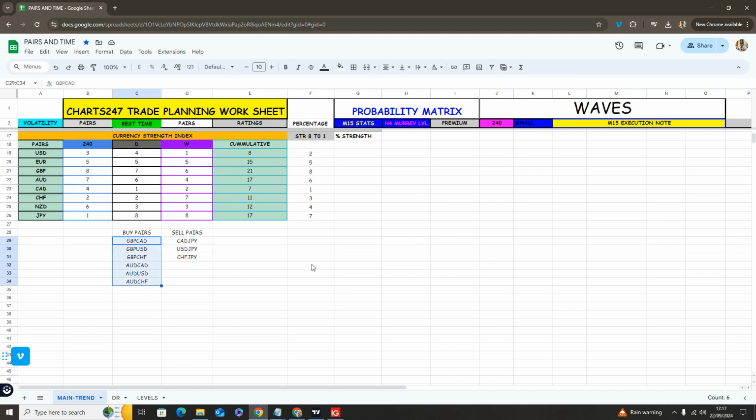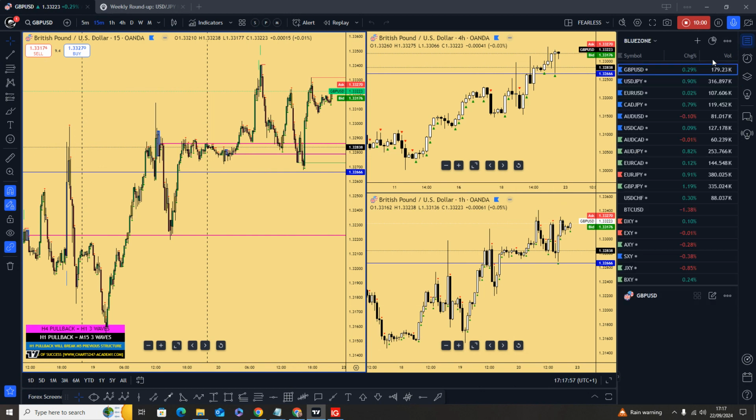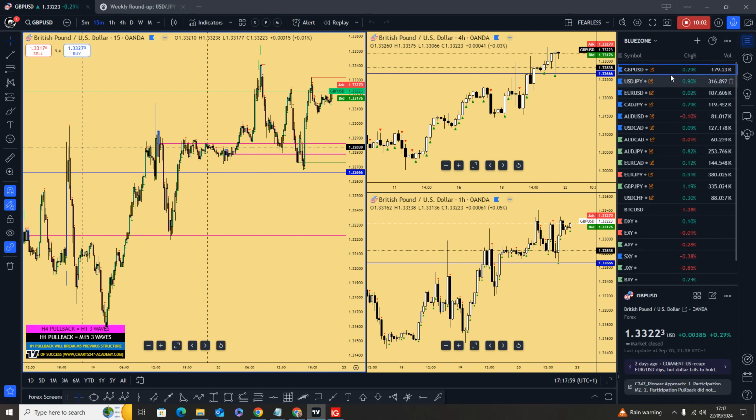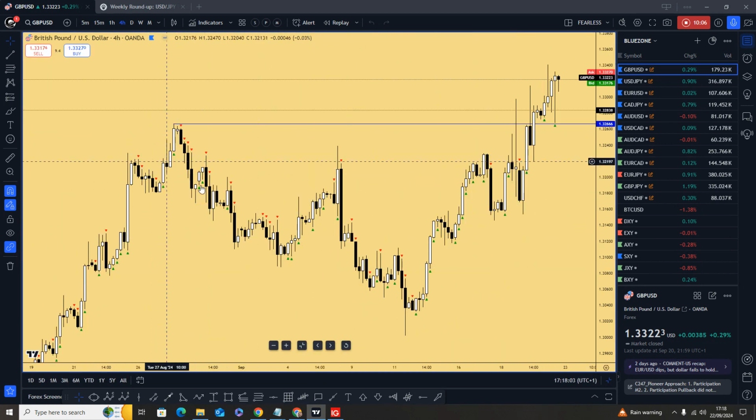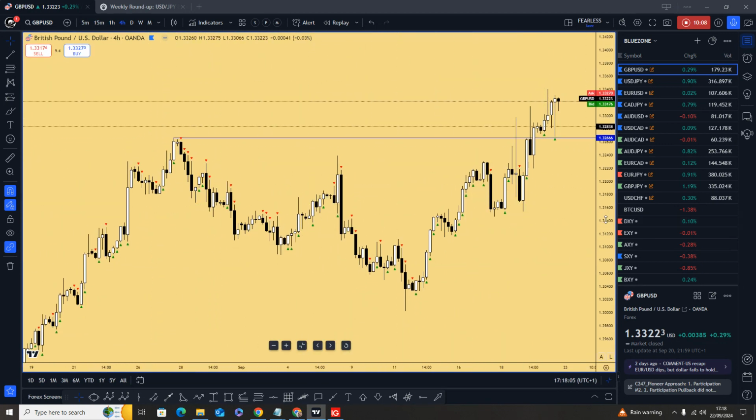But one thing I want to say here, we've done the first part of the job. Basically, we have looked at the currency without actually looking at the chart. So let's go to the chart. Let's look at the pound US dollar for instance. We have analyzed this during the week.